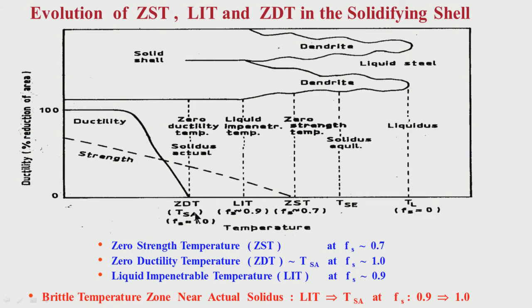So this TSA is more or less equal to the ZDT temperature, the zero ductility temperature, or nil ductility temperature, because only at this temperature the strand starts developing ductility or toughness. This is important, look at this figure of ductility, and this dotted line is the figure of strength in the strand. When the solid fraction is less than 0.7, that means when solidification has started and up to about 70% solid, with 30% liquid, there is neither strength nor ductility in the strand.